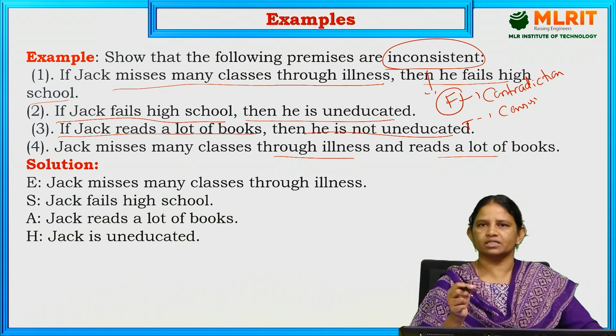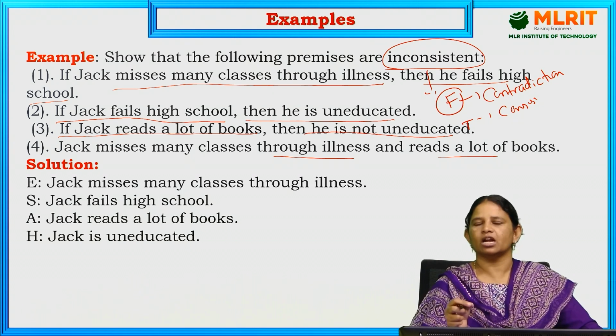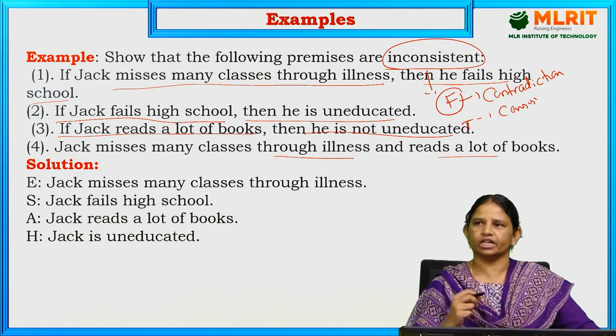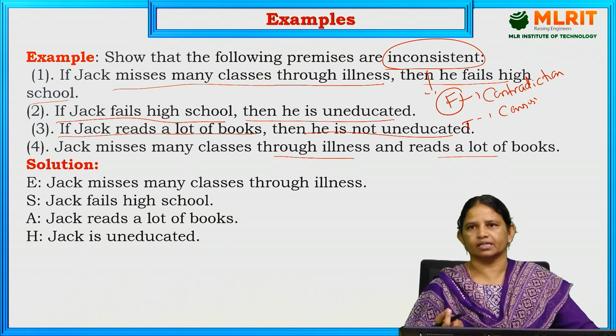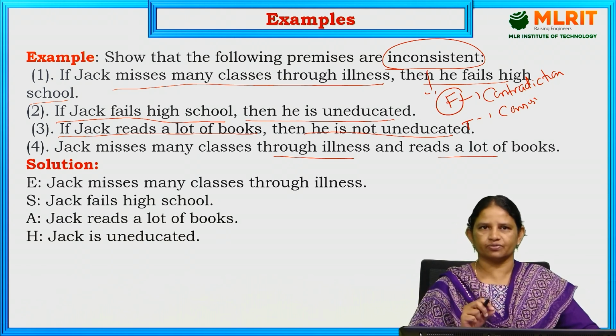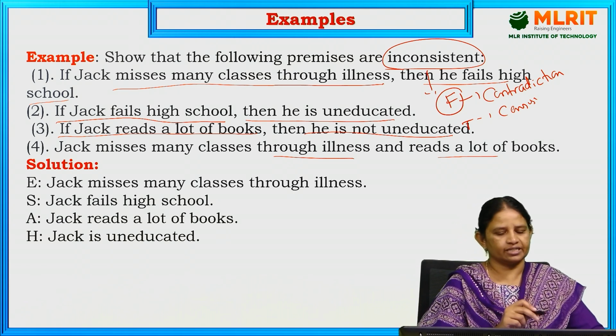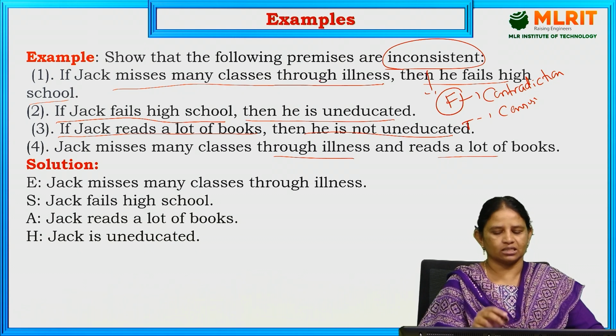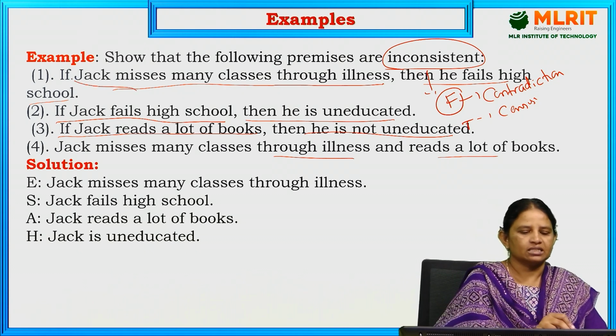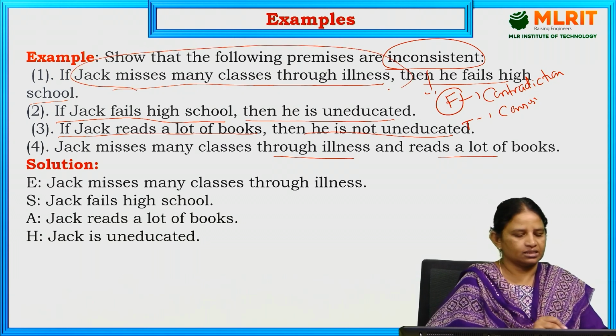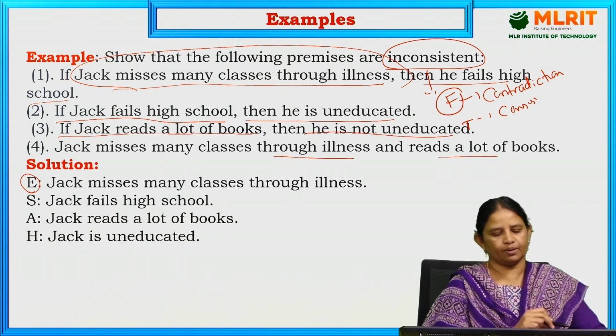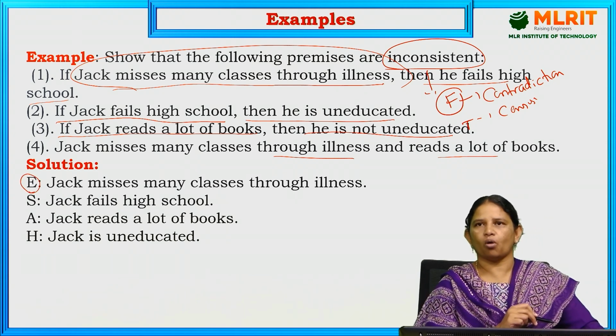That common statement can be represented by using notations. The notations are capital letters. Those capital letters are called variables. What is the first statement? Jock misses many classes through illness. This statement can be considered as a variable called E.